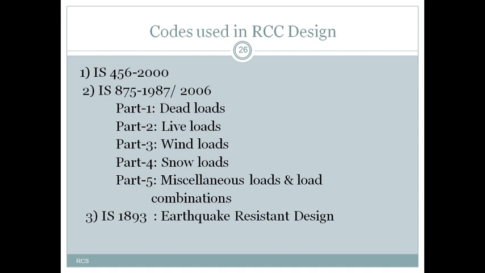And the next one is IS 875-1987 (reaffirmed 2006). It is related to the loads. Part 1 corresponds to dead loads, part 2 live loads, part 3 wind loads, part 4 snow loads, and part 5 miscellaneous loads and combinations of the above loads. That may be a combination of dead load plus live load, or dead load plus wind load plus earthquake load, or whatever. And IS 1893 is for earthquake resistant design.